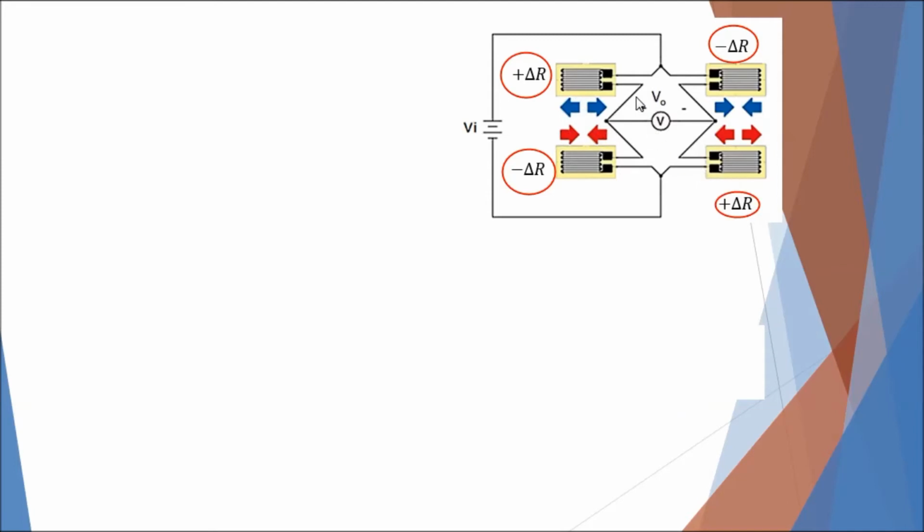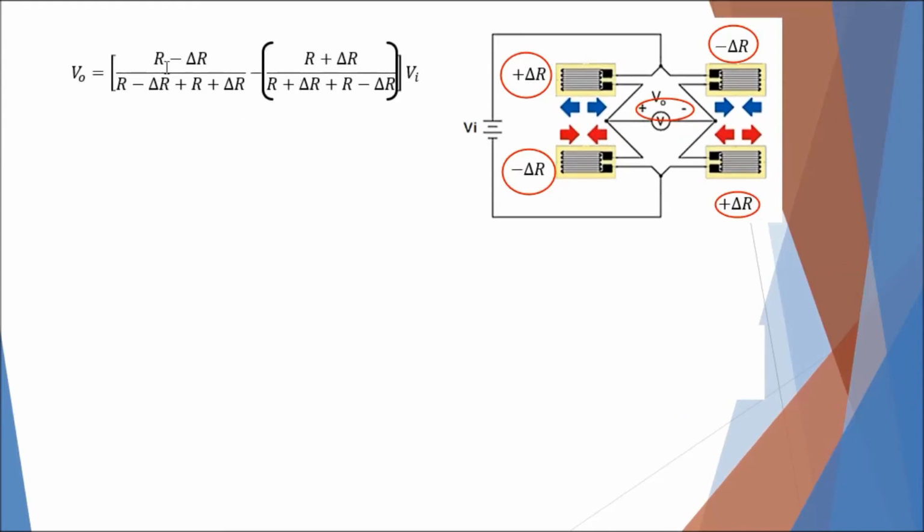Okay. So next, take note of the polarity of your V out. The plus is on your left hand side. So the arrangement of the equation should be this way, right? This configuration should be the first term, and the bottom one is the minus, so R minus delta R, and then the addition of these two resistances, so R minus delta R plus R plus delta R, and then minus the bottom one is R plus delta R, and then the addition of these two, R plus delta R plus R minus delta R, multiplied with your VI.